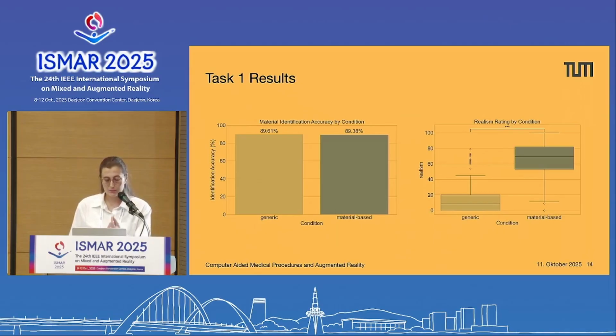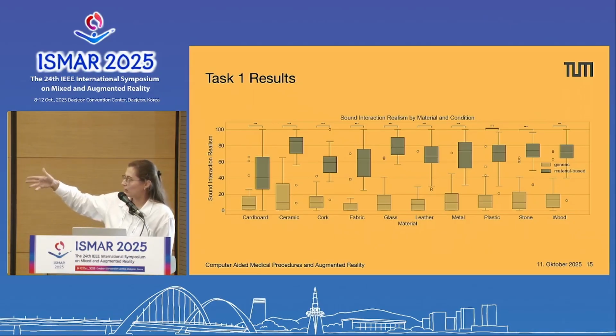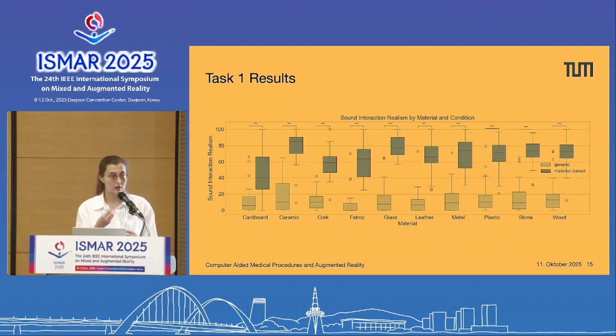But when we look at these realism ratings broken down into the different materials, we can see a trend of softer materials like cardboard, cork, or fabric being rated less realistic than harder materials, like, for example, ceramic or stone. That is because soft materials have very high damping coefficients and very low stiffness. And that means that the sound that is created is a very low frequency sound, and it doesn't have a long temporal evolution, which means it's barely audible. And so the realism, therefore, was lower.